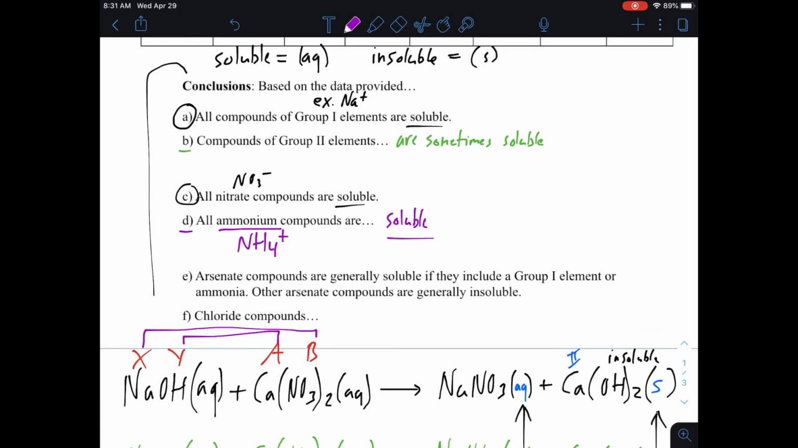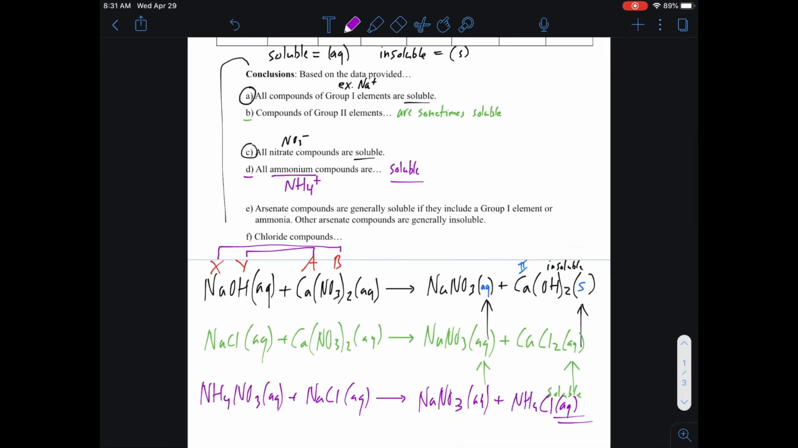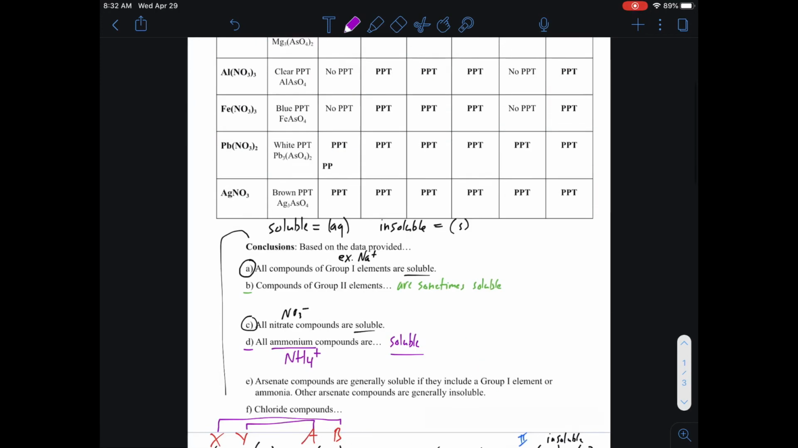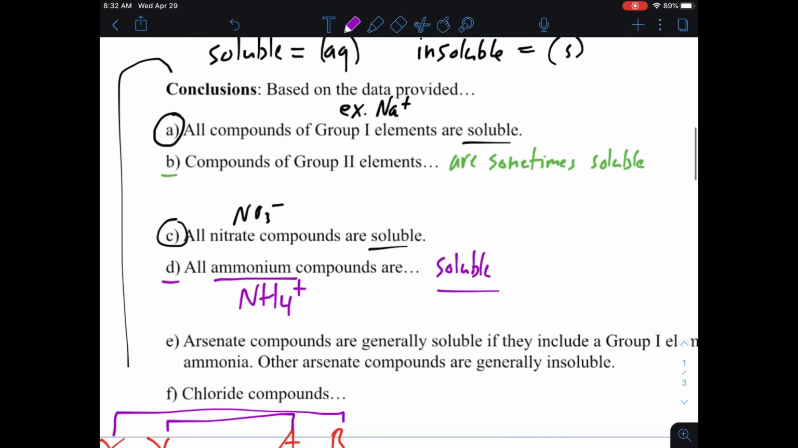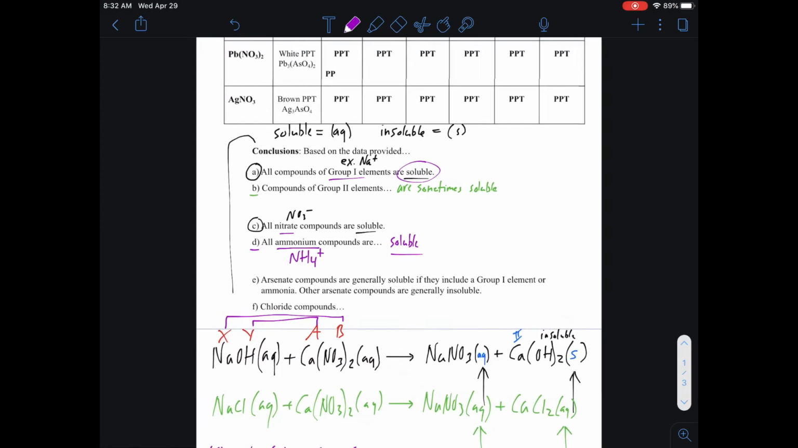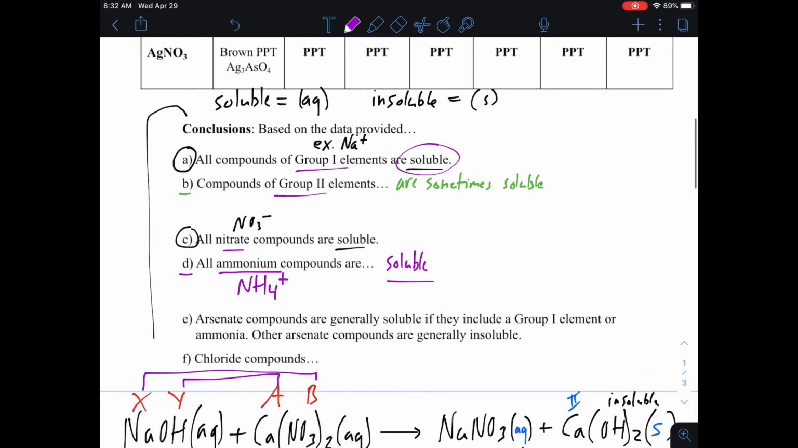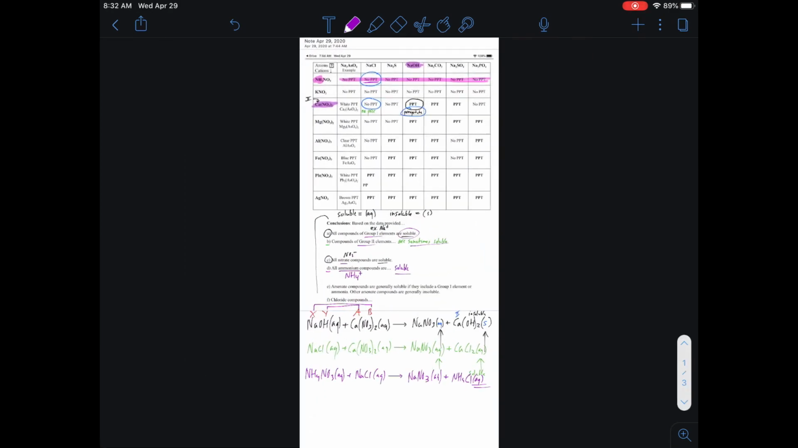So these can be tough. Sometimes it helps to write out the reaction, and you can make some assumptions about these different compounds just by looking at this table. Some of them are pretty clear, some of them not so much, but use the rules that we've already talked about. If you come across a nitrate or a group 1 element, we know it's soluble. If you come across a group 2 element, that doesn't give you much because you know it's sometimes soluble.